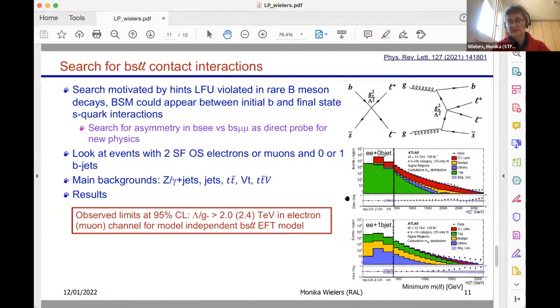Again, in this analysis, data agrees reasonably well with our standard model prediction. We haven't seen any significant deviation. This then allowed us to put a limit on the scale of this interaction divided by the coupling strength, which is now excluded up to 2 TeV in the electron channel and 2.4 TeV in the muon channel. For this, we use as a benchmark the model independent bsll effective field theory model.